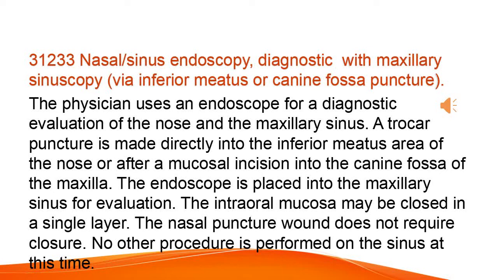Nasal/sinus endoscopy, diagnostic with maxillary sinuscopy, via inferior meatus or canine fossa puncture. The physician uses an endoscope for a diagnostic evaluation of the nose and the maxillary sinus. A trocar puncture is made directly into the inferior meatus area of the nose or after a mucosal incision into the canine fossa of the maxilla. The endoscope is placed into the maxillary sinus for evaluation. The intraoral mucosa may be closed in a single layer. The nasal puncture wound does not require closure. No other procedure is performed on the sinus at this time.